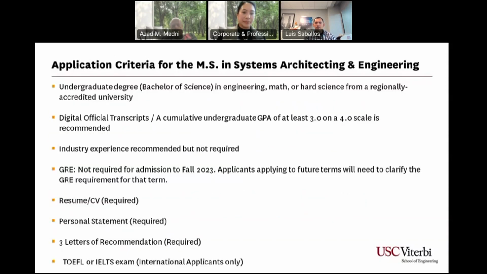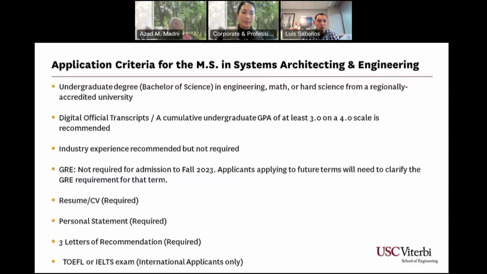Let's go on to the next. At this point, I'm going to hand off the requirements to Luis, and he will cover the application criteria for the program. So Luis, please take it away. Thank you, Dr. Madni. So these are just a few of the requirements for the application.